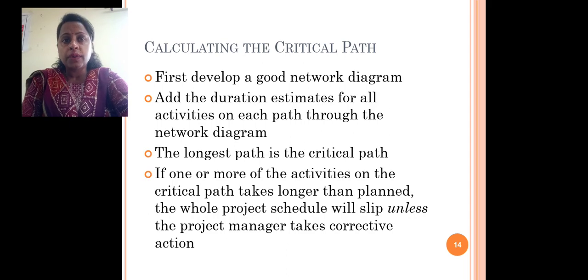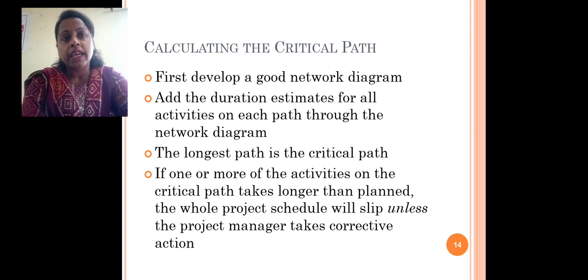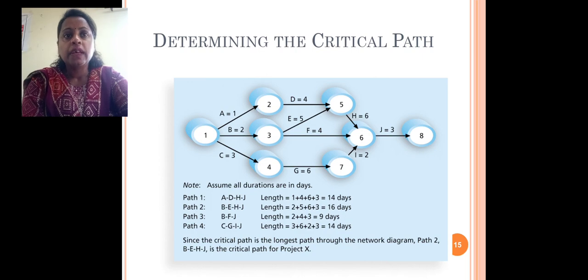So how to calculate the critical path? First, develop a good network diagram, then add the duration estimate for the activities on each path through the network diagram. Then the longest path is the critical path. If one or more of the activities on the critical path takes longer than planned, the whole project will slip unless the project manager takes corrective action. So how to determine the critical path?